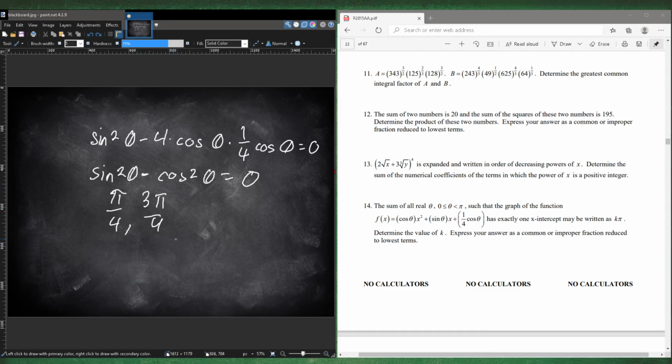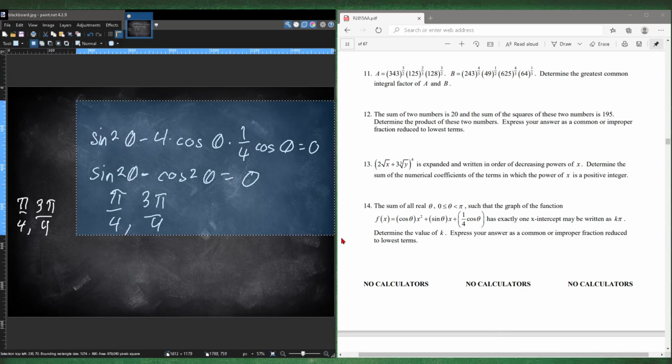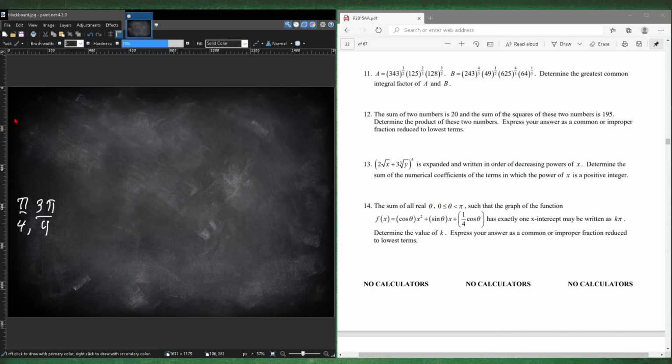So we have both of these. So we have pi over 4 and 3 pi over 4. So we have those two so far. So that's one of the conditions. So that's what happens when it's quadratic.